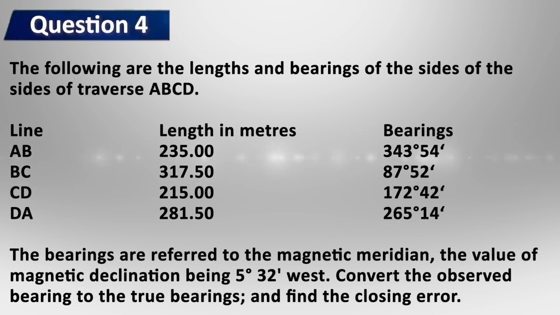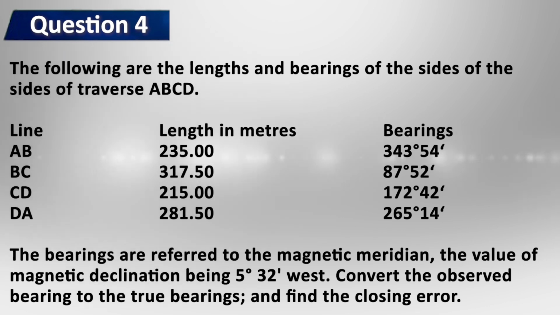For line BC, the length is 317.5 meters and bearing is 87 degree 52 minutes. For the next line CD, it is 215 meters and 172 degree 42 minutes. For line DA, the length is 281.5 meters and 265 degree 14 minutes.